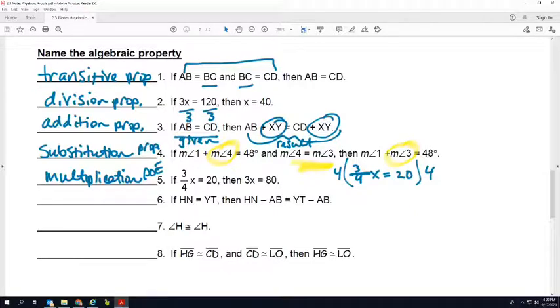Okay, next we have HN equals YT. Then HN minus AB equals YT minus AB. We've subtracted the same thing from both sides, from the given to the result. So that's the subtraction property.